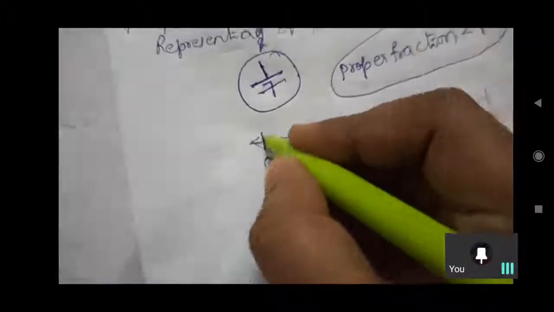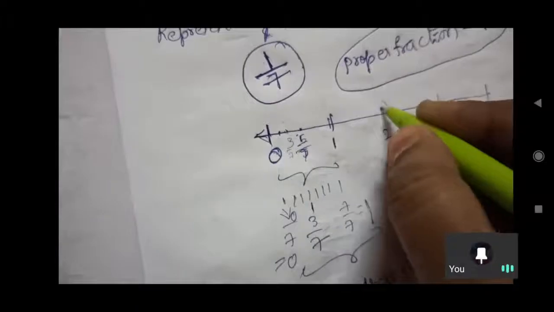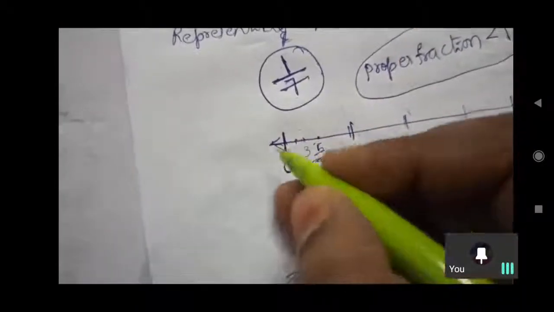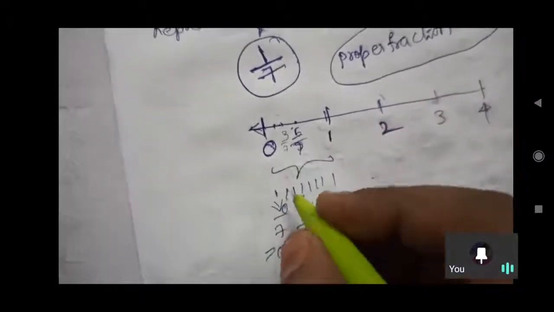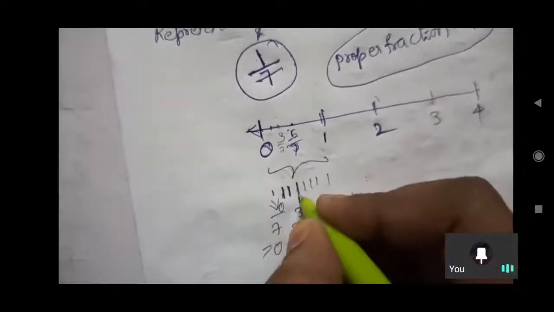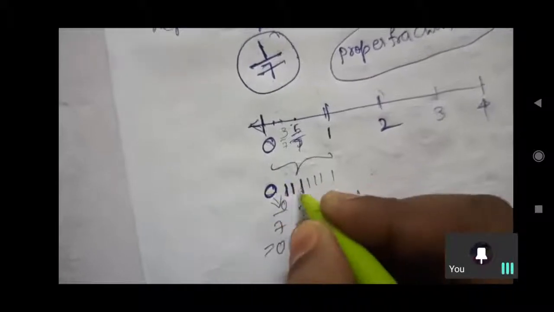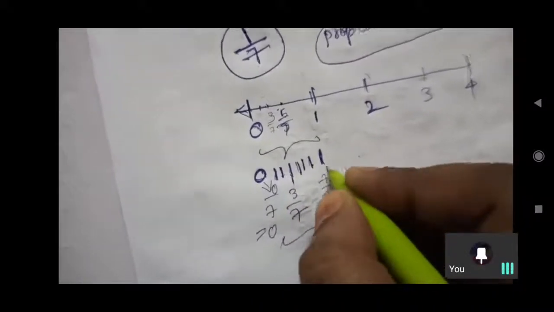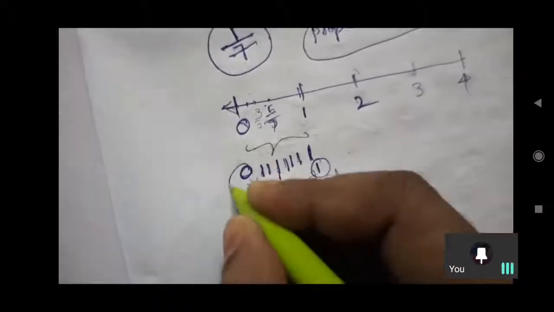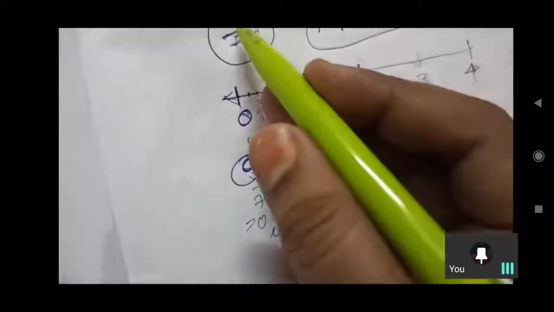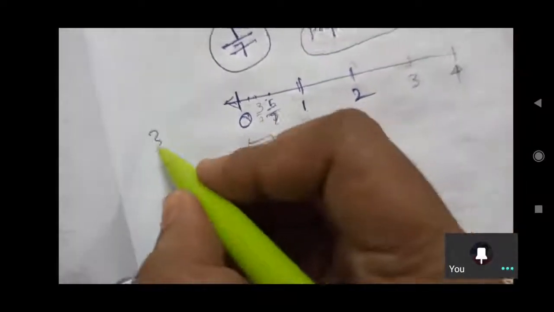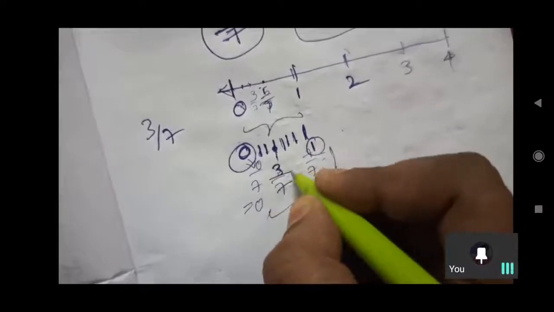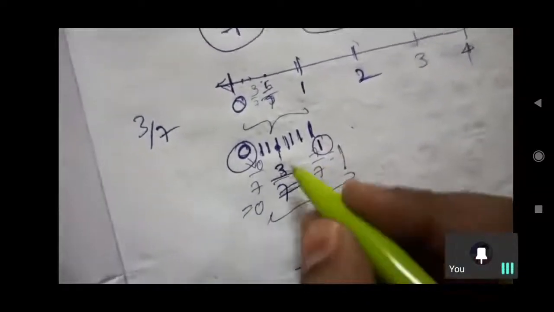So take 0 and 1. This is the number line. So here, 1 by 7 means 0 to 1 we need to divide into equal parts, 7 parts. 1, 2, 3, 4, 5, 6, 7. This is 1 and here we are taking 0. So we have 1 by 7 here. 3 by 7 we need to identify, means 1, 2, 3. Here we can identify 3 by 7 like this. This part is 3 by 7.